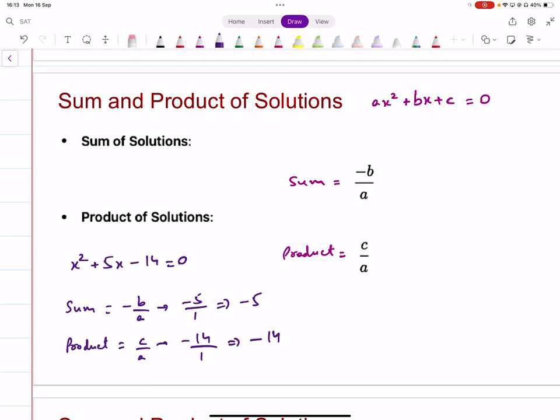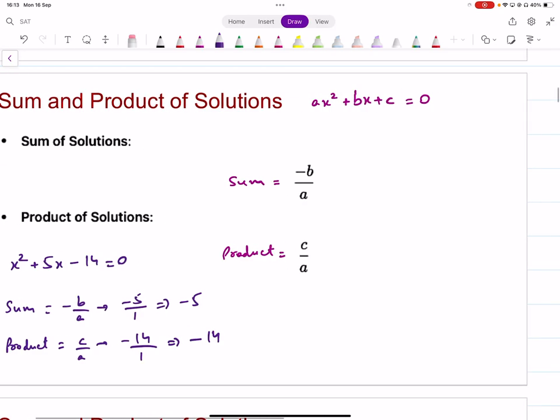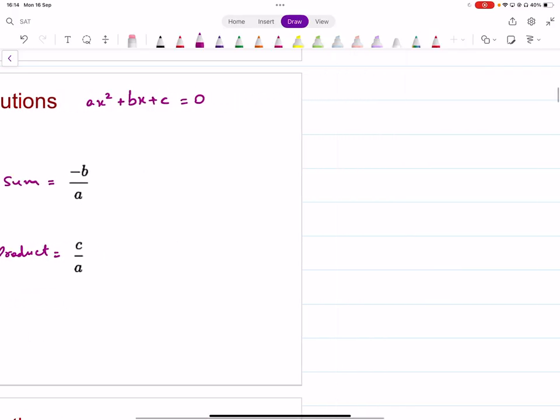Is this all right? Minus b over a and c over a, you should memorize these formulas. Now, the sum formula actually works for any polynomial. It works for cubic functions as well, power 4 functions as well. So for example, if you had ax cubed plus bx squared plus cx plus d, this is a cubic function. The sum of roots for this function is also minus b over a.